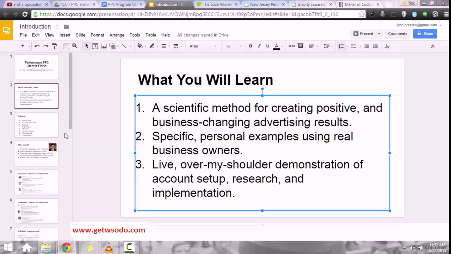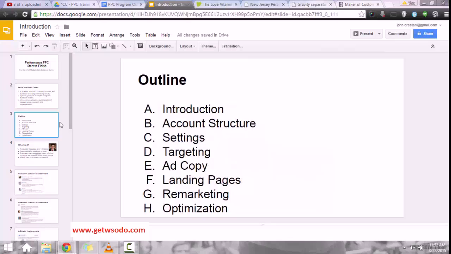Now, that being said, a few ground rules are that there will be possible spelling or grammar errors, which I hope everybody's okay with. But we're going to talk about performance.